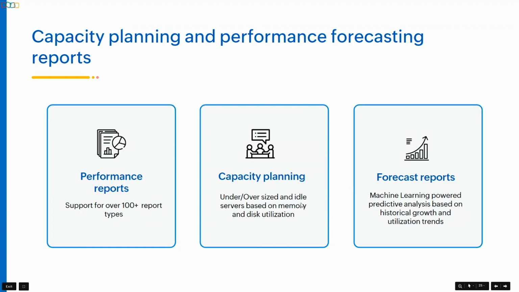We also have capacity planning reports, which help you identify under or oversized and idle servers based on memory and disk utilization. And finally, we have forecast reports, which employ machine learning techniques to predict and analyze the historical growth and utilization trends. So with this, you can gain in-depth insights into your applications or IT infrastructure with Applications Manager's extensive library of over 100 report types, and also optimize the resource allocation within your IT infrastructure with the help of capacity planning and forecast reports.